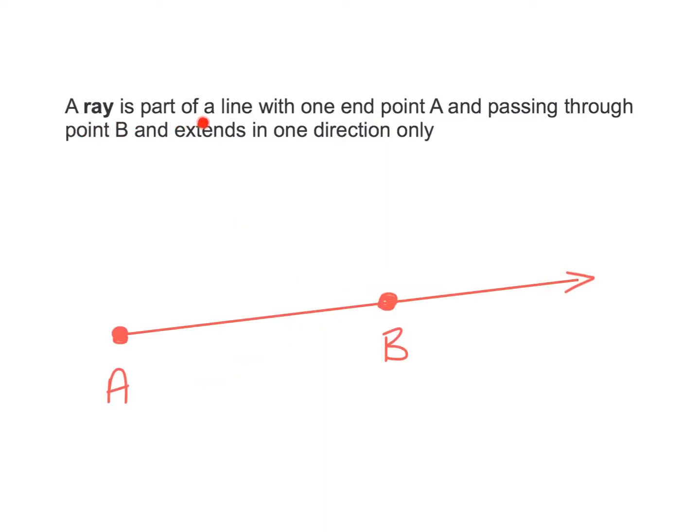So a ray is part of a line with one end point A, which is this one over here, passing through point B, which is that one over there, and extends in one direction only. So point A through point B, and it extends, because that's where the arrow is over there, in one direction only.